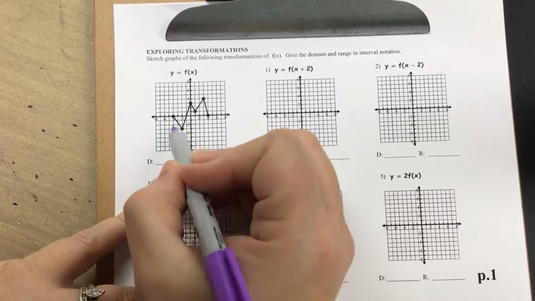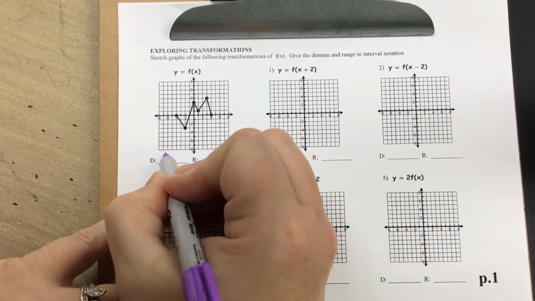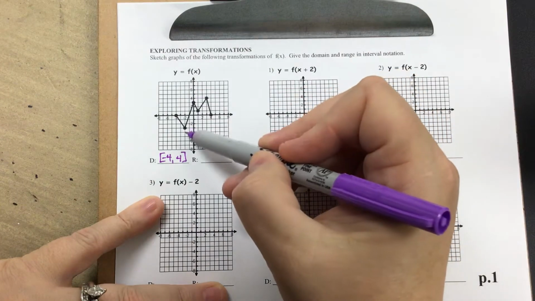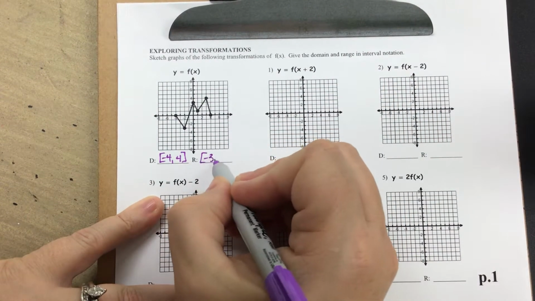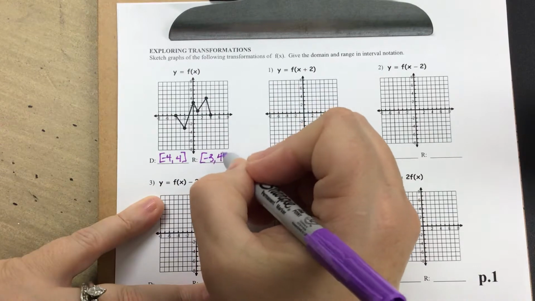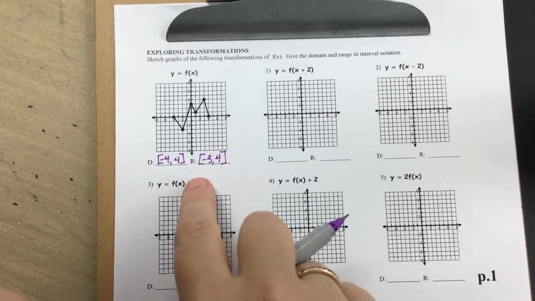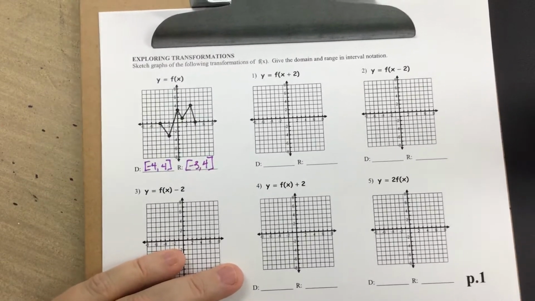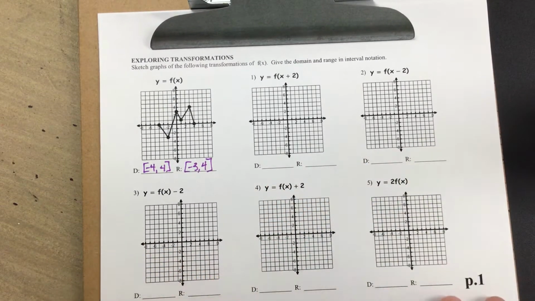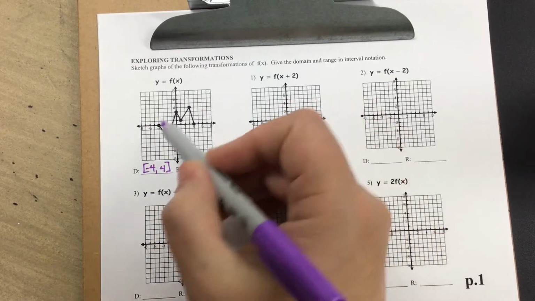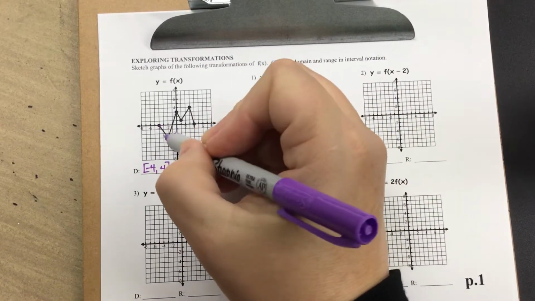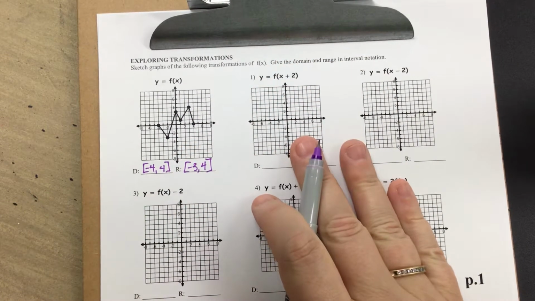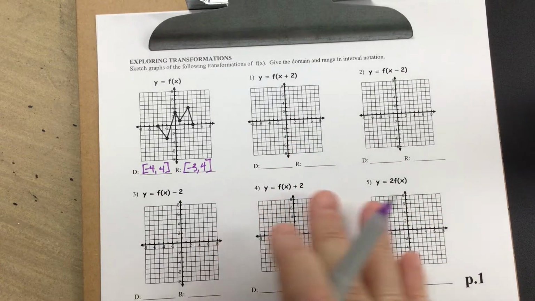So my domain, x values, go from -4 to +4. I'm going to write it like that. And my range, the lowest y value I have is -3, and the highest one I have is 4. So the domain goes from -4 to 4, and the range goes from -3 to 4. We're going to graph each one of these based on this parent function. What I would do is look at these 1, 2, 3, 4, 5, 6 points on the graph, adjust it based on the transformation, and then again do the domain and range.